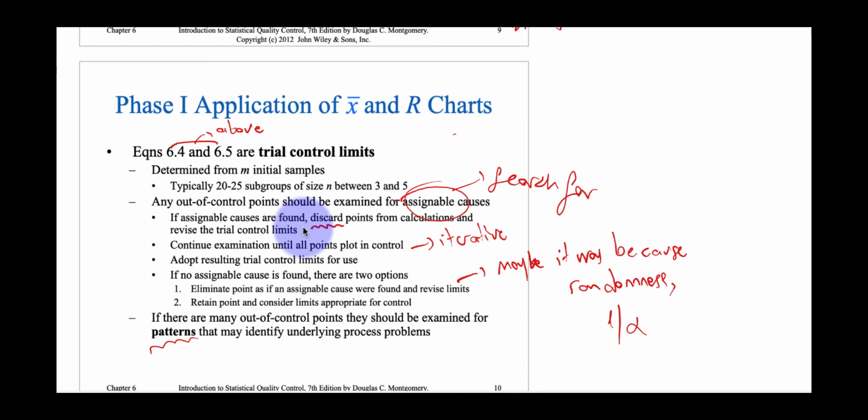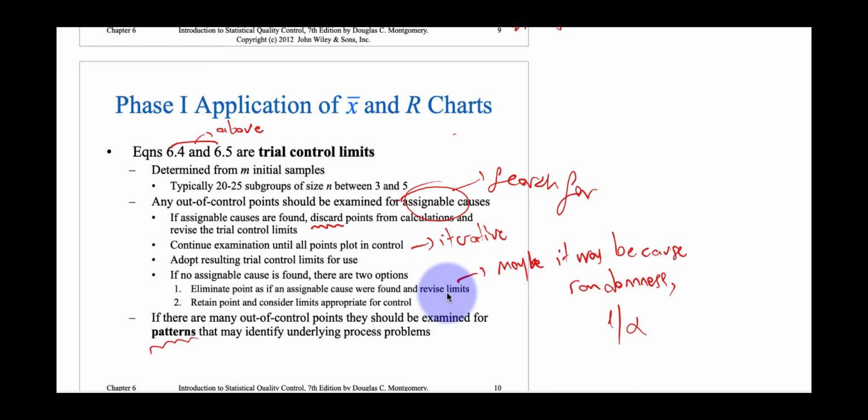If we do not find any assignable causes, even if we have out of control points, we have two options. One, we are going to eliminate these out of control points, likewise as if we had found an assignable cause, even though we couldn't. We discard this point, and then we revise our limits, because this out of control signal may be caused by randomness. There is a probability for that, and you are going to remember the average run length and false alarm thing from the lecture we had last week.